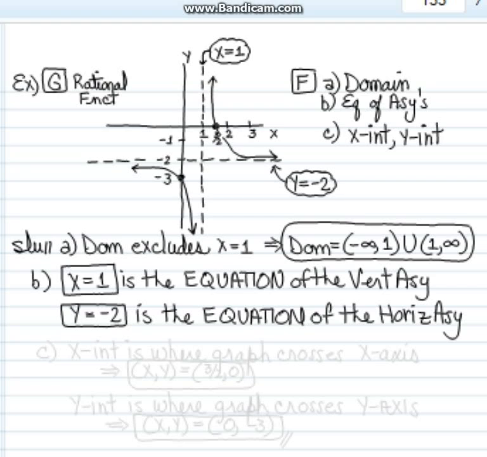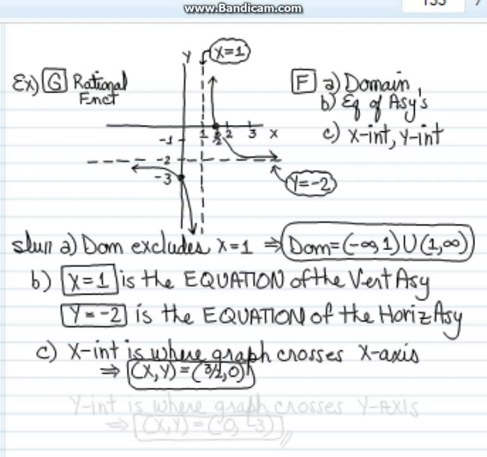Part C, we're going to find the x-intercept. We just look at the graph, and we're searching for the location where the graph crosses the x-axis, the ordered pair. It occurs at the ordered pair (x, y) equals (3/2, 0). That's between 1 and 2, so it's 3/2.